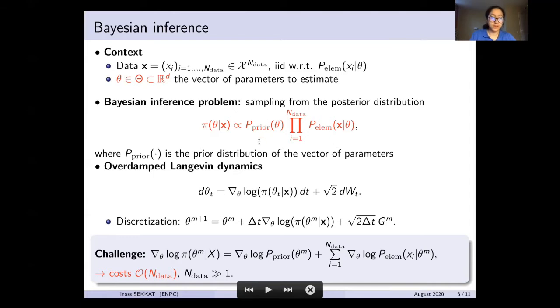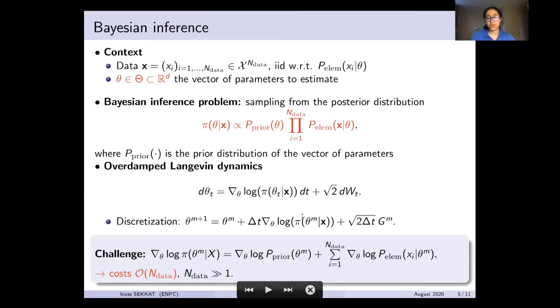distribution of the data. So one way to sample from a probability measure P is the Overdamped-Langevin dynamics, which is given by the following SDE. To do so, we can use the Euler-Maruyama scheme, which is given by the following discretization, where delta t is the time step and G is a centered reduced normal variable.